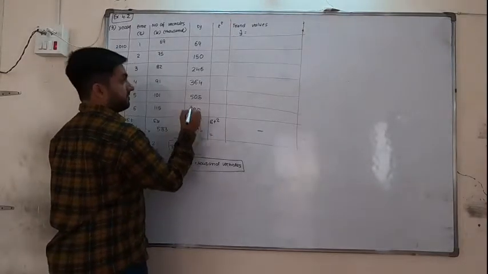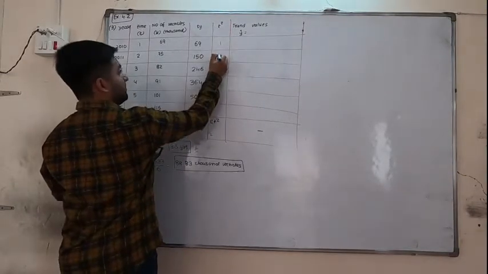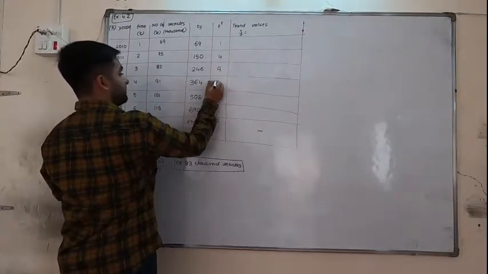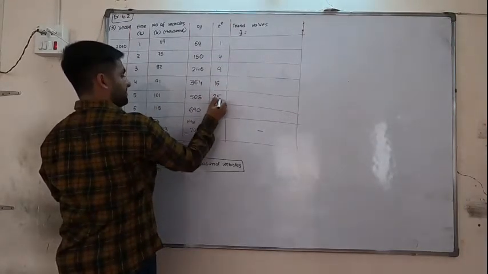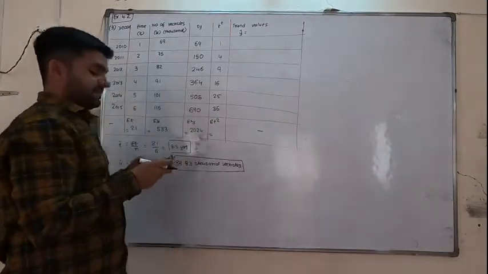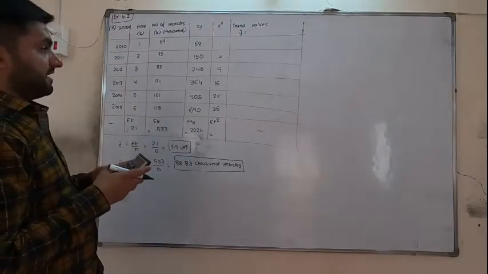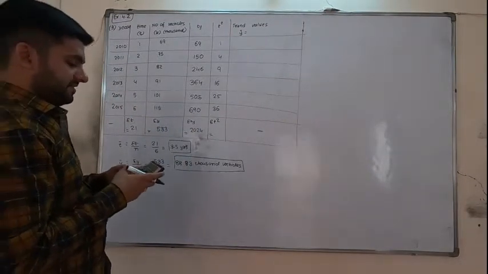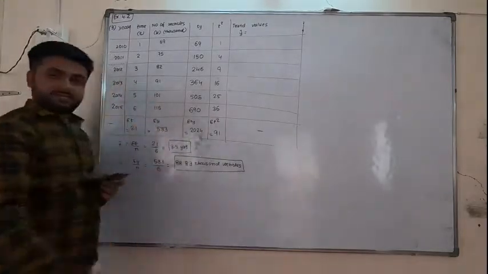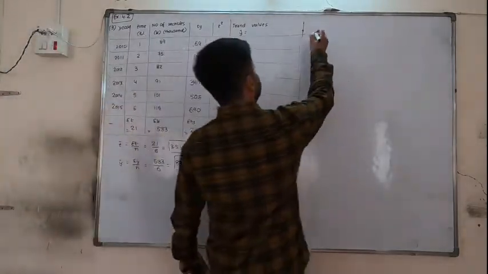Sum is 2024. Then 1 square 1, 2 square 4, 3 square 9, 4 square 16, 5 square 25, 6 square 36. So 1, 4, 9, 16, 25, 36, the sum is 91. Now we can do this thing.